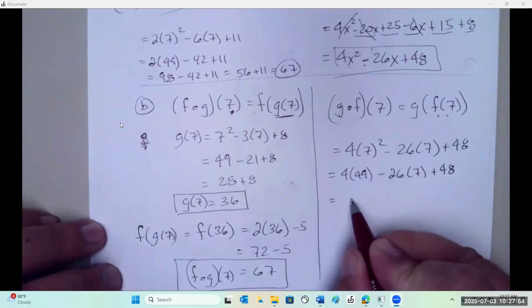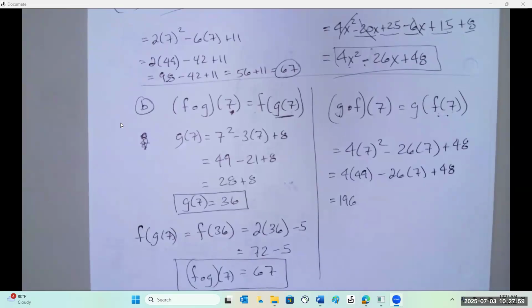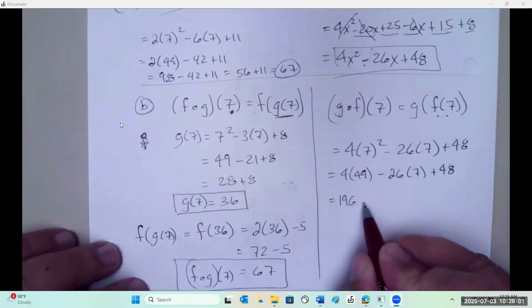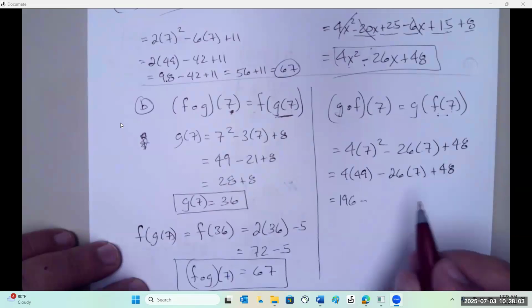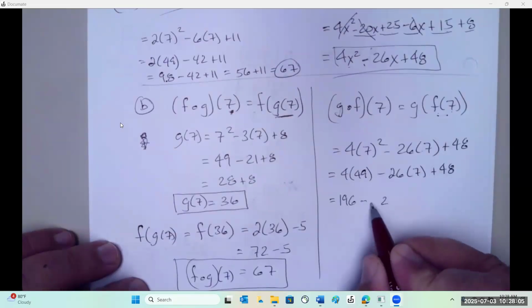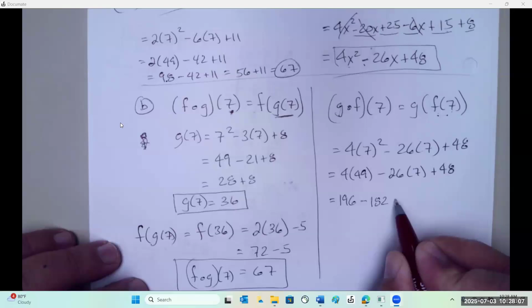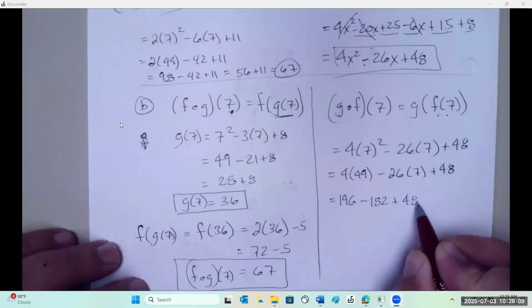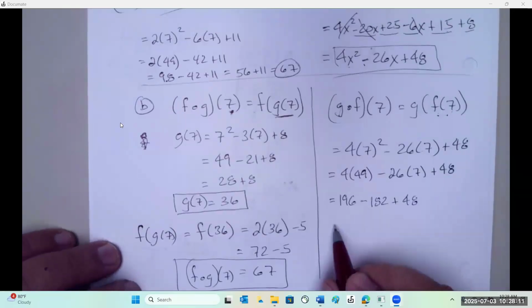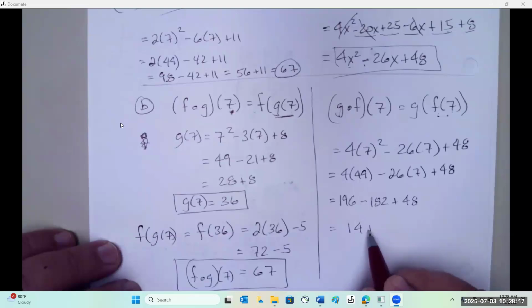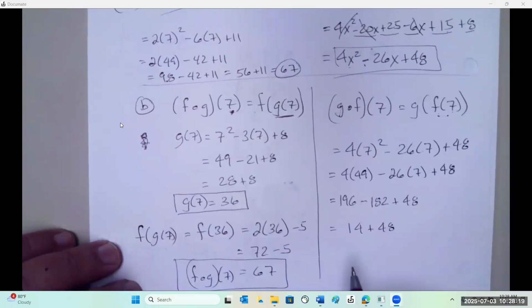49 times 4 is 196. 26 times 7 is 182, plus 48. 196 minus 182 is 14. 14 plus 48 is 62.